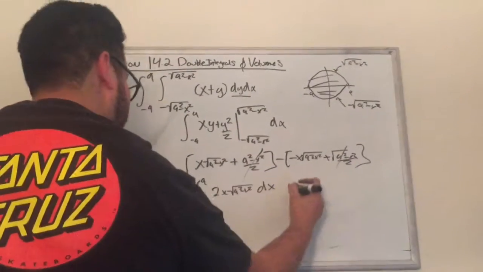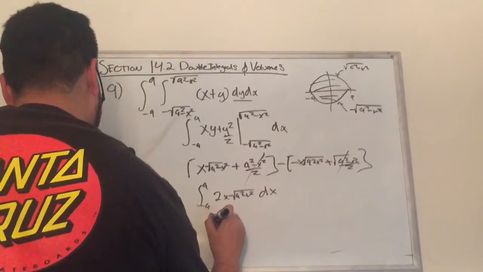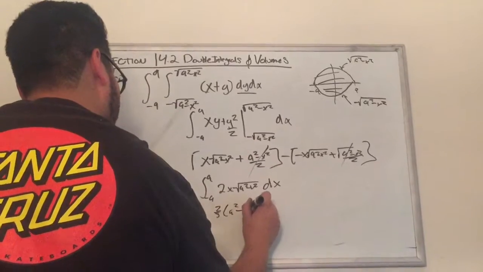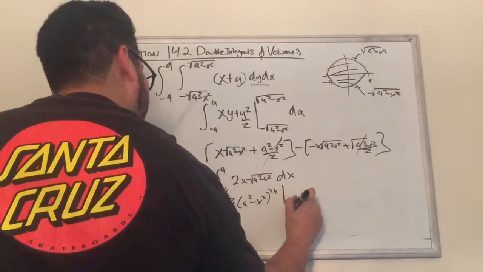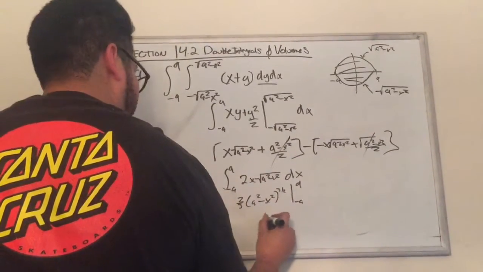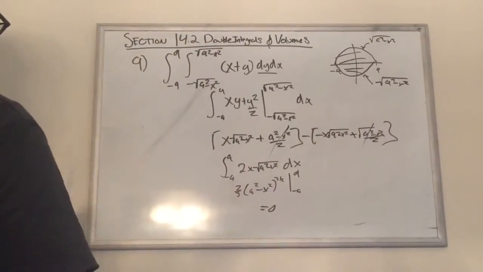Once I did the u substitution, I got negative 2/3 times a squared minus x squared to the 3/2, with bounds negative a and a. And once I calculated that, then I came up with 0 once I distributed. So that completes number 9.